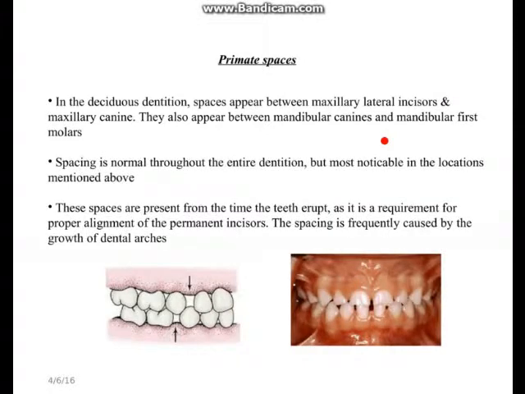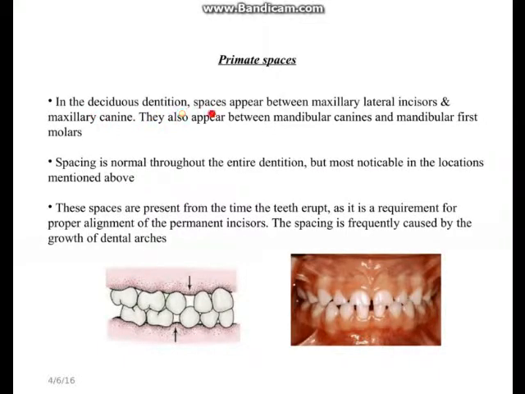Okay, now we're done talking about anatomical features. We're going to start talking a little bit about the occlusion and what's happening in the primary dentition. There's something in the primary dentition that's called primate spaces. Now, I don't know if you've already guessed it or not by the pictures here, but it's exactly what you're thinking. There are spaces between the teeth, but it's only between primary teeth. It's not applicable to permanent teeth. Okay, now we're going to know why they exist.